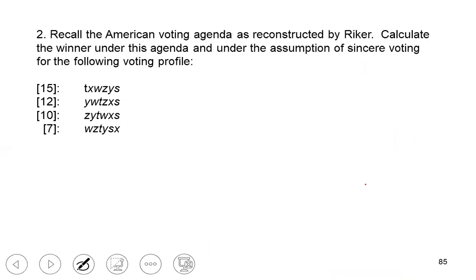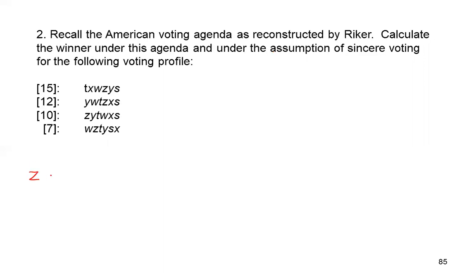The next problem is more ambitious. We have to use the American voting agenda as it was reconstructed by Riker and calculate the winner under this agenda. We have 6 alternatives. They correspond to the alternatives from the agenda, the names of those alternatives. We have to calculate the winner. So first, let's recall the agenda.